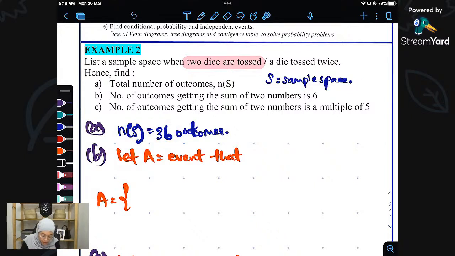Okay, B, the number of outcomes getting the sum of 2 numbers is 6. How is this? Always practice using assumptions, give a name to your event. So you start from this, let A, give a name to this question. Let A equal the event that the sum of the 2 numbers is 6. So you have to write it down there.